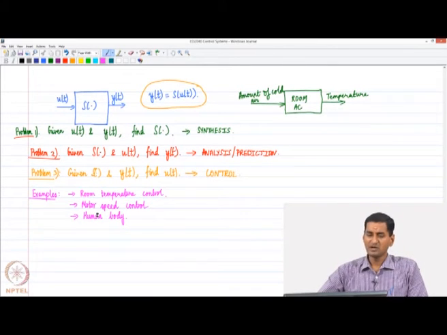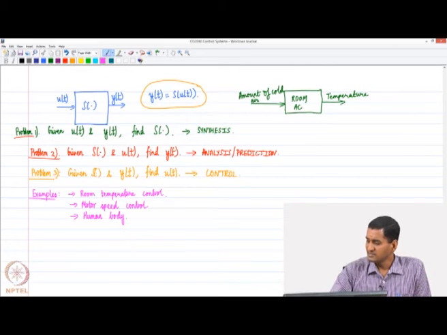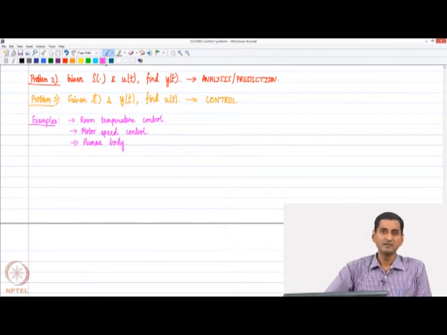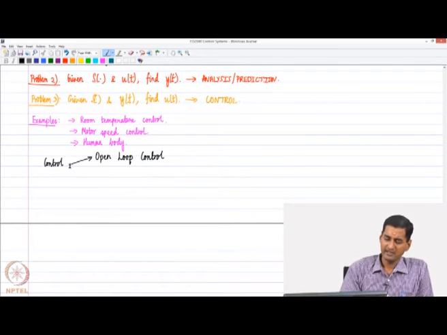Okay. So before we get into the mathematics, I just want to give another physical perspective on how we classify and look at control. In a very broad sense, people classify control as what is called open loop control and closed loop control. So what are these terms?